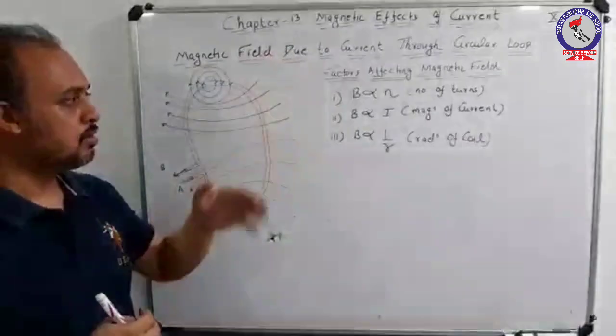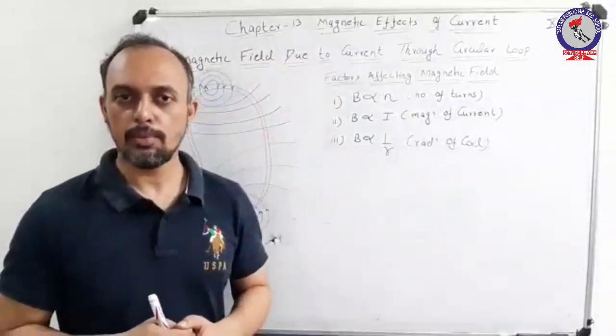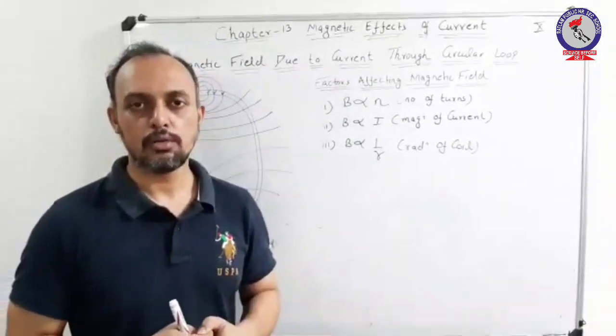These three are the factors on which the field due to a circular coil depends. I hope you have understood this topic well.